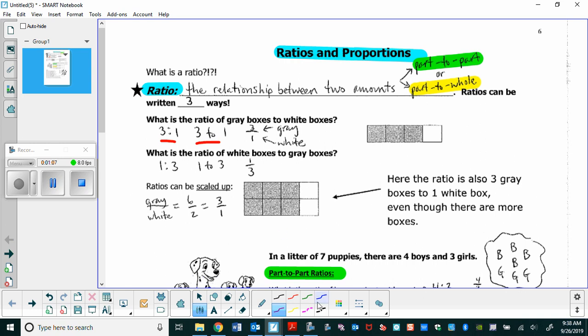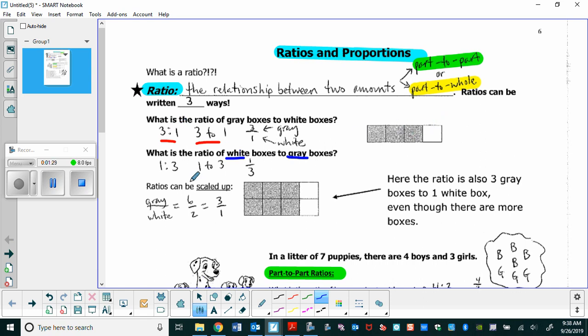Now we can flip it and say here, what's the ratio of white to gray? So white to gray is now 1 to 3. And once again, it's 1 to 3, or 1 over 3. Now this is considered a part-to-part ratio because we have 3 gray parts for every 1 white part. So this is a part-to-part.